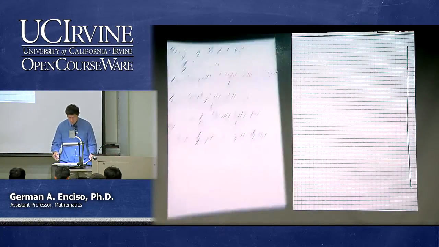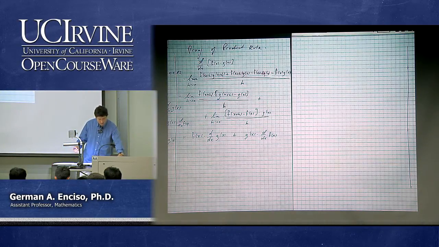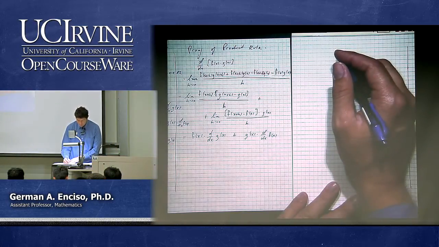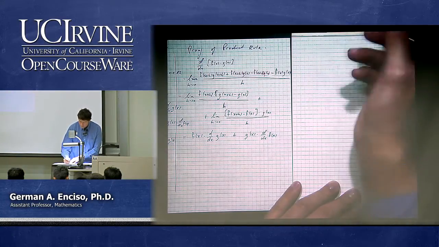Okay, so let's do now an example. Well, actually we've already done a bunch of examples. We can do one more example, and then we move over to the trig derivatives.